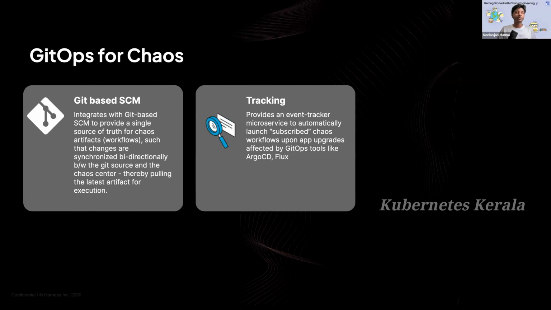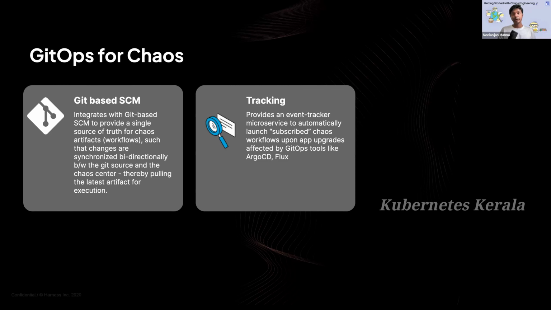Also, we have GitOps for chaos. As I touched on it, Git-based SCM is providing the single source of truth for chaos artifacts. We can store all of our manifests within the Git database and use them to trigger our chaos experiments whenever there is a change in it. And it also helps you integrate better across your team, because your Git manifest can essentially be shared with a hosted Git option like GitHub or GitLab or something.